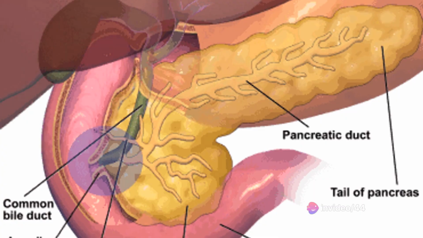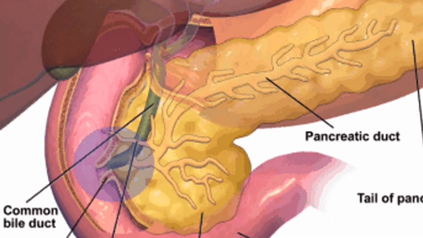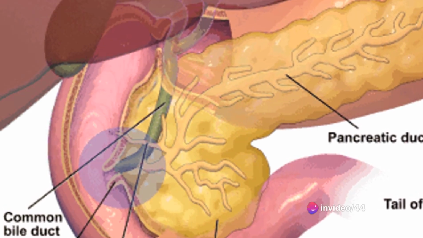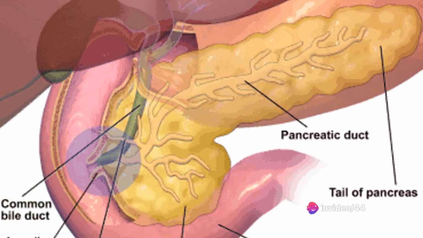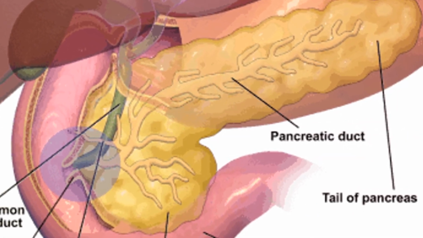The ampulla of Vater is a mound-like opening in the duodenum. The duodenum is a C-shaped loop of bowel at the beginning of the intestine. It is where the bile duct, bringing bile from the liver, and the pancreatic duct, which brings pancreatic juice from the pancreas, meet and then open into the intestine.